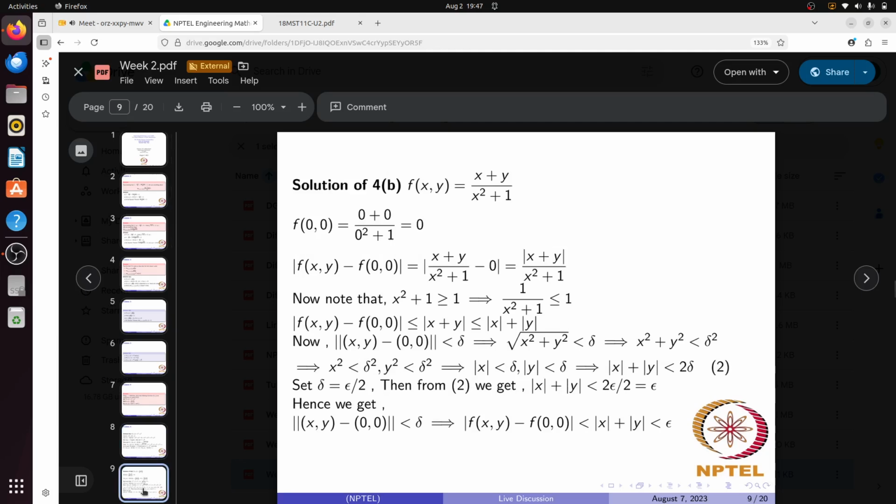Okay, next move to the next problem. Solution of 4b. f(x,y) equal to (x plus y) by (x squared plus 1), f(0,0) equal to (0 plus 0) by (0 squared plus 1), so f(0,0) is 0. So the modulus of f(x,y) minus f(0,0) is equal to the modulus of (x plus y) by (x squared plus 1) minus 0. Now note that x squared plus 1 is greater than or equal to 1, which implies that 1 by (x squared plus 1) is less than or equal to 1.